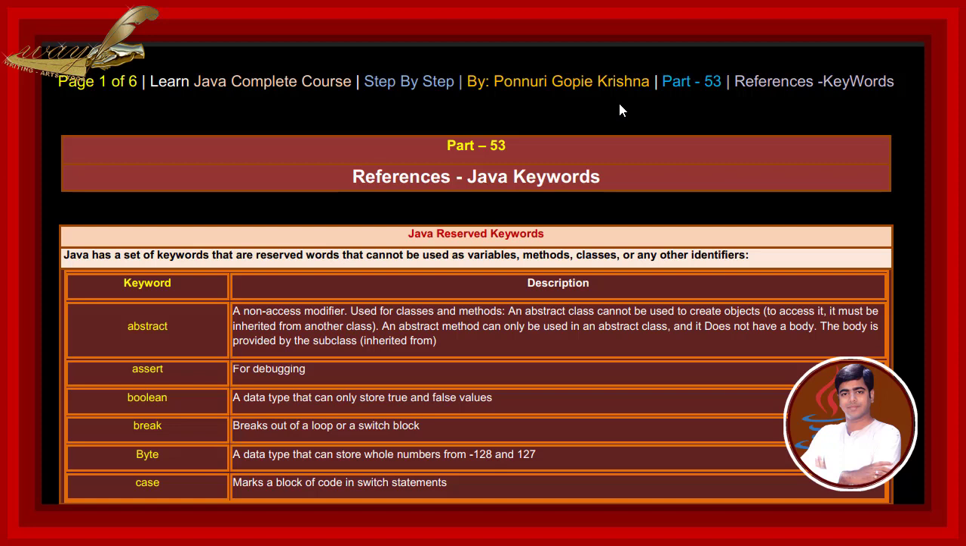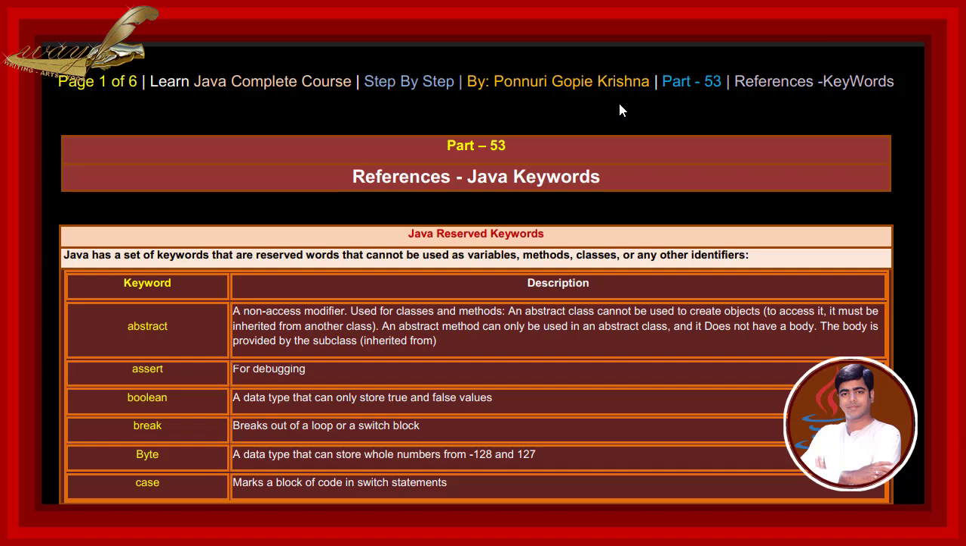An abstract class cannot be used to create objects. To access it, it must be inherited from another class. An abstract method can only be used in an abstract class, and it does not have a body. The body is provided by the subclass inherited from.